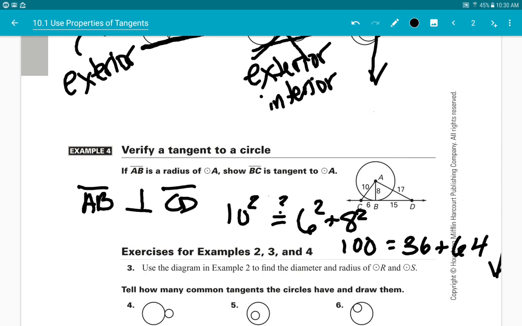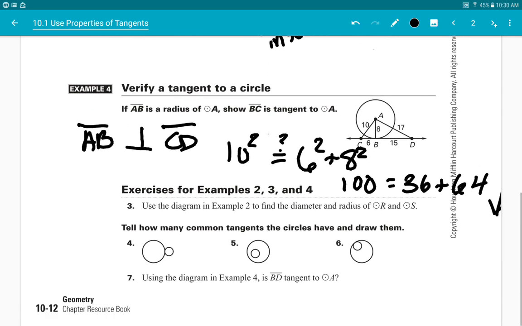Again, understanding that all tangents are perpendicular to the radius, right? So you could have also used the 8, 15, 17 triangle. If you wanted to use that one, you would have gotten the same result. Okay, so let's continue down.